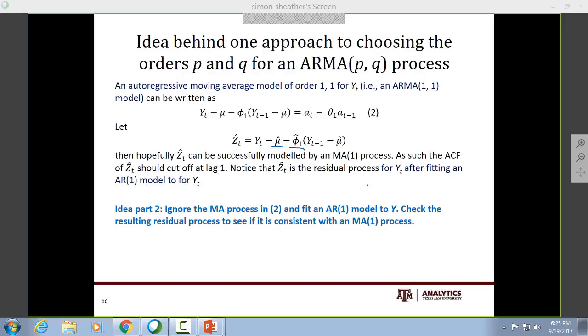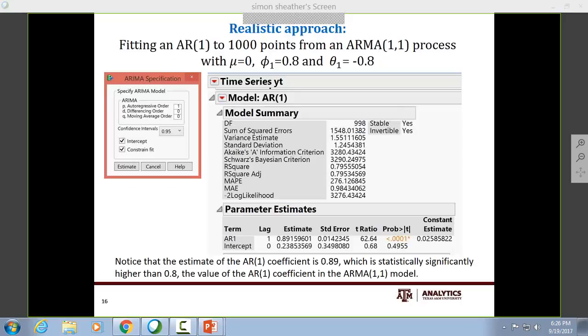So the second part of the idea is to ignore the MA process in equation 2 and just fit an AR1 process. Just assume the world is this and ignore the MA1 part. It's not the best, but we've got to start somewhere. Question, Dr. Sheeter?